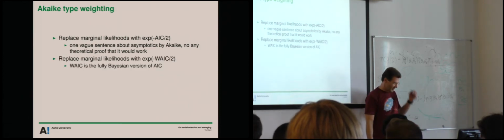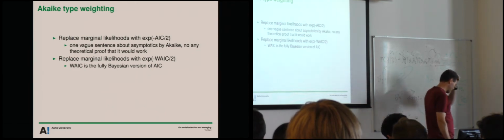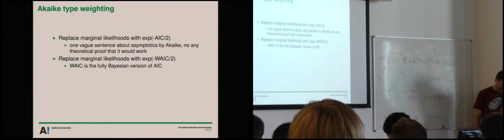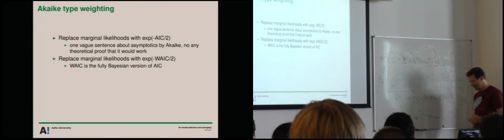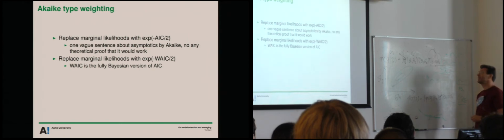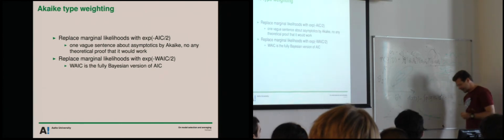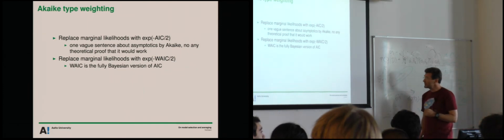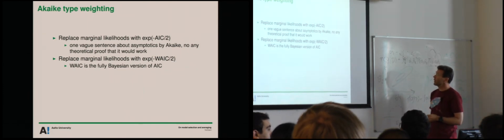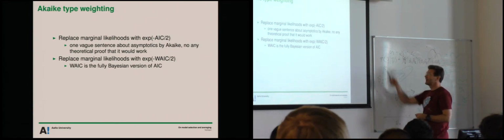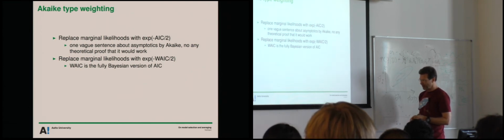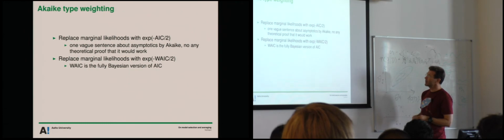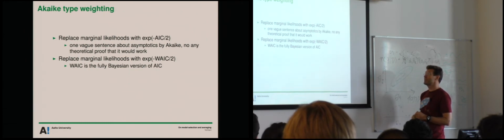Well, then since this Akaike weighting has been so popular in statistics, Watanabe came up with this fully Bayesian version of AIC, which really predicts the generalization capability of Bayesian models, so that you could then replace just the AIC with WAIC. And I think it's Richard McElreath's book that made this now popular.